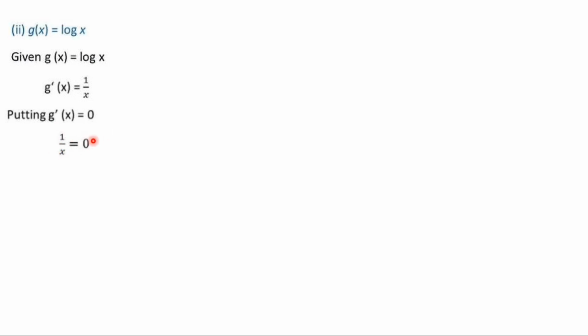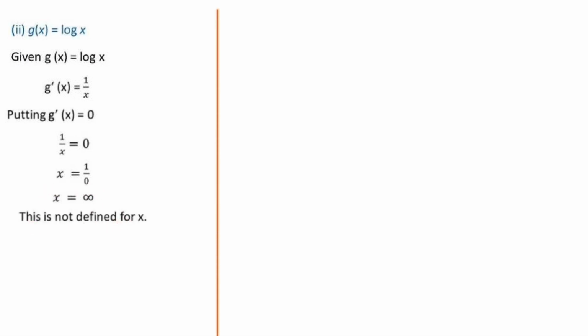When you rearrange this, 1 by 0 is equal to x. x you can bring here and 0 we can bring back to the x position. So x is equal to 1 by 0. 1 by 0 is infinity. Here also there is no critical point available. So because of that, this is not defined for x. Since it is not defined for x, there is no maxima and no minima.